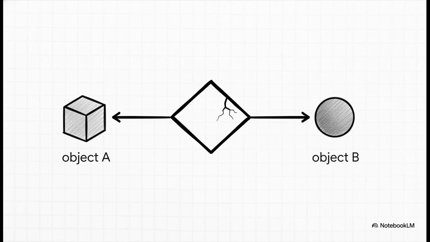But then, you know what happens next. The inevitable. A new requirement comes in. Now you need to support a different kind of object, object B. So you just add an else if. It's a tiny change, but this is where the trouble really begins.